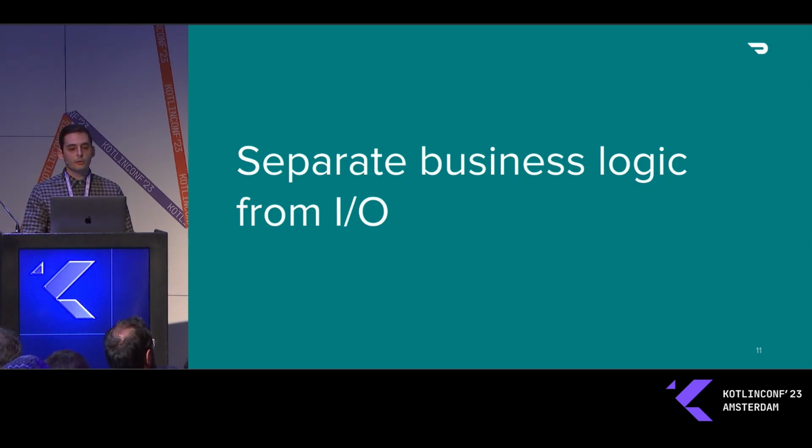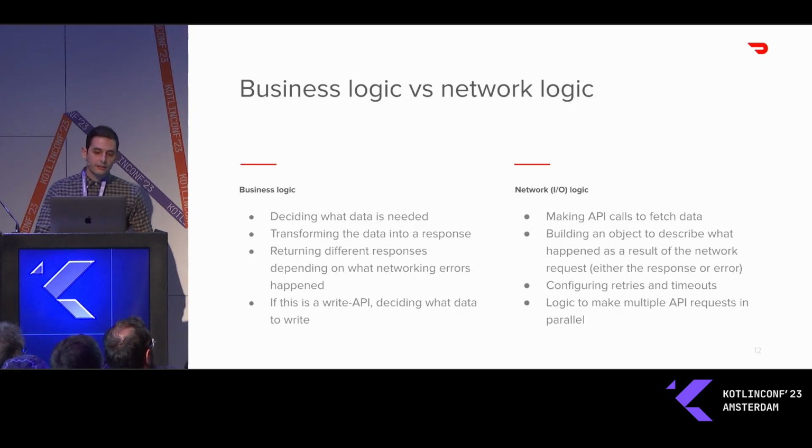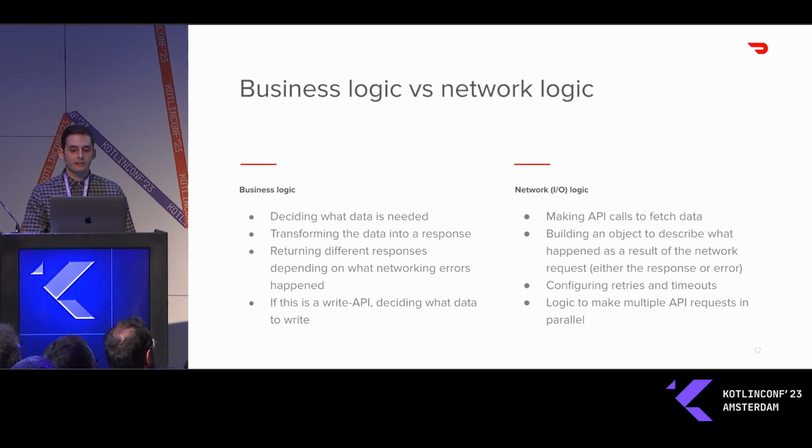The key idea is that we want to separate our business logic from our I/O. What do I mean by business logic? Business logic is things like deciding what data is needed, transforming the data into a response, and returning different responses depending on what errors happened. Network logic, on the other hand, has to do with fetching the data, building an object to describe what that network response looked like. Things like configuring retries and timeouts, and orchestrating concurrent requests.